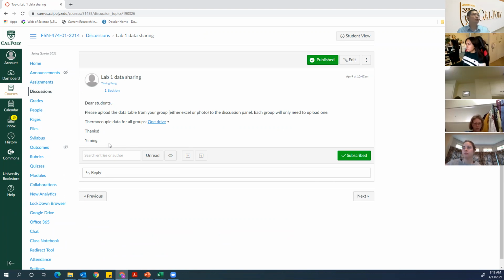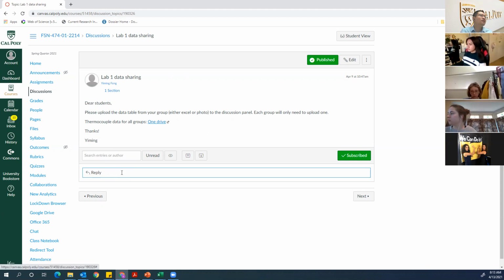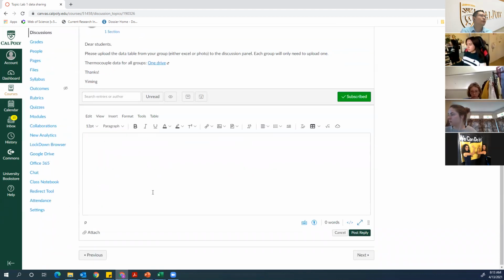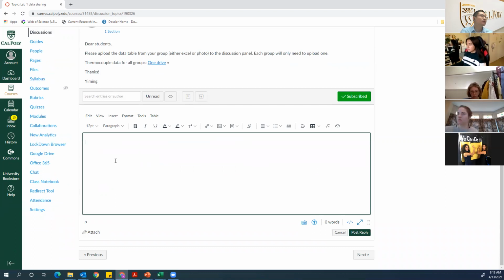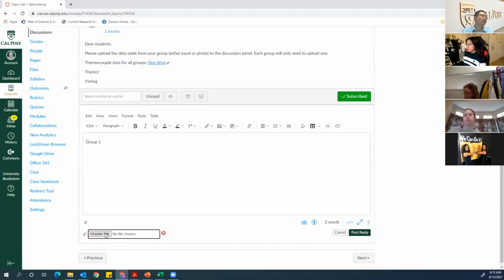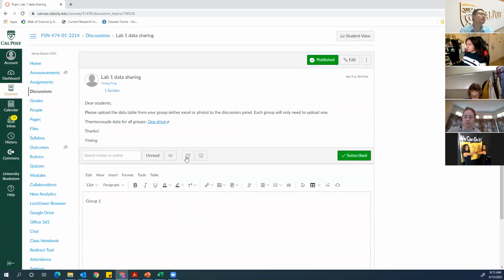Because every group will collect data, for example, last week, you guys have already collected some of the data, like the weight, like your thermocouple serial number. So the easy way to share your data is to reply with the attachment. For example, you can simply put your group number, for example, group 1, and then put an attachment here with a photo shot of your data table. So it will be an easier way for us to keep track of all the data from different groups.